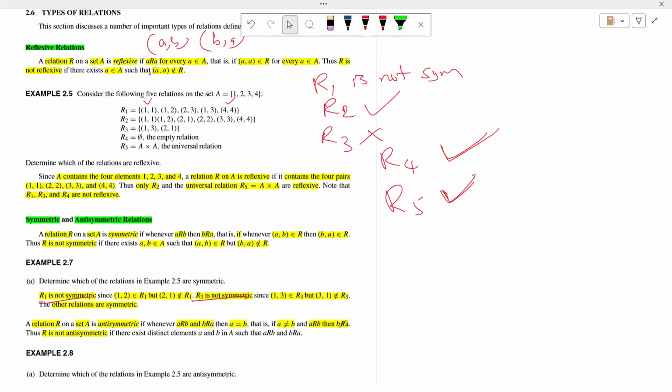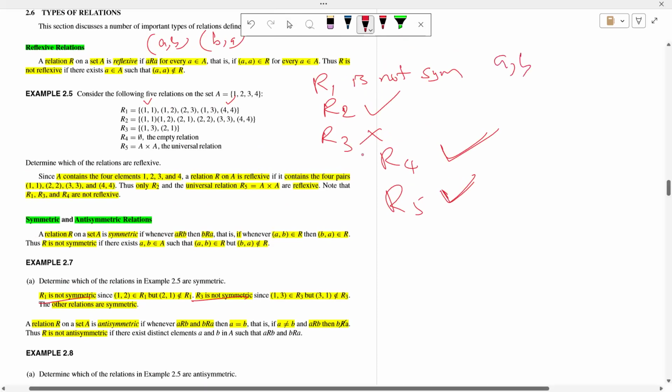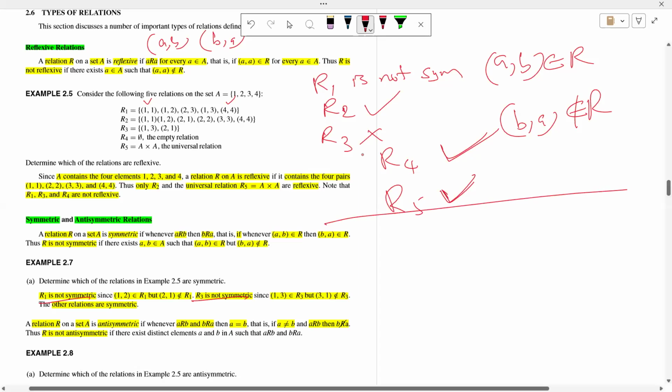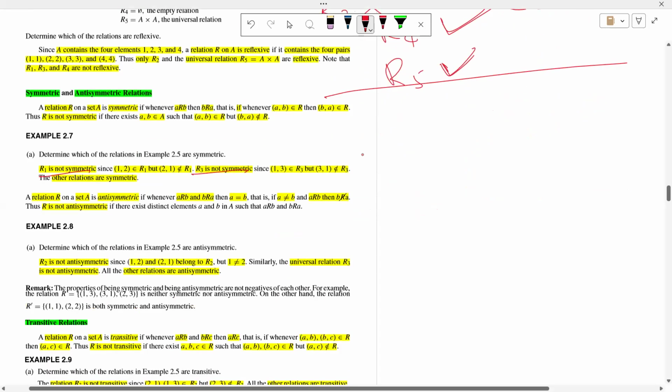The next one, anti-symmetric, right? So not symmetric means that, let's say, you have A comma B belongs to R, B comma A does not belong to R, then we can say this is not symmetric, right? Anti-symmetric is different, right? There is no similar meaning for not symmetric and anti-symmetric. Anti-symmetric is a different idea, I will explain that one, right?